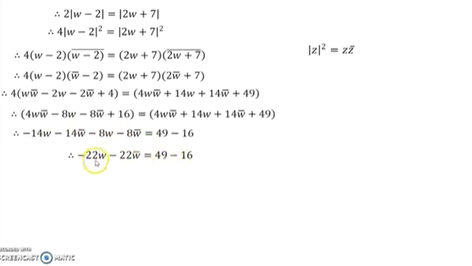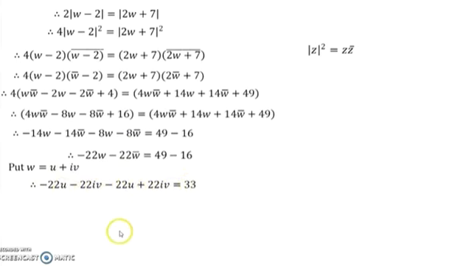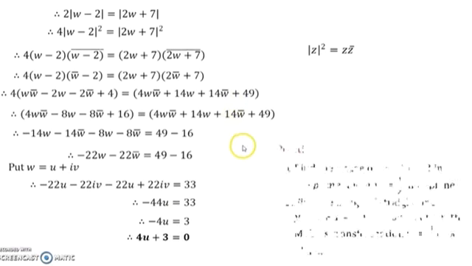Now we know that w = u + iv as well as w bar = u − iv. We want to replace these in place of w and w bar. We will get −22(u + iv) − 22(u − iv), because w bar is u − iv, and minus times minus is positive. After simplifying, we get −44u = 33, because −22iv plus 22iv gets cancelled. Finally, I may cancel out 11, and I will get −4u = 3. Moving the −4u to the right hand side, I will get 4u + 3 = 0. This is what we want to prove in the given problem.